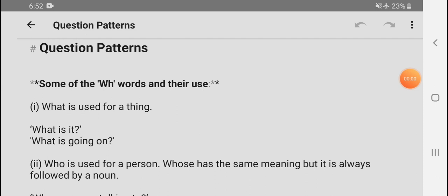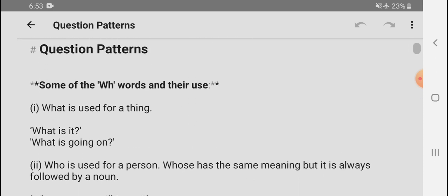In today's lesson, let's learn question patterns. It's a thing of grammar that's going to come in your examination, both in the unit test 1 and in your half yearly. Let's first look at some of the WH words and their use.